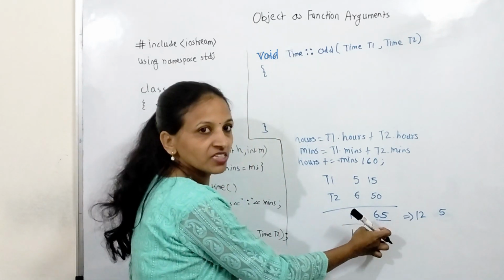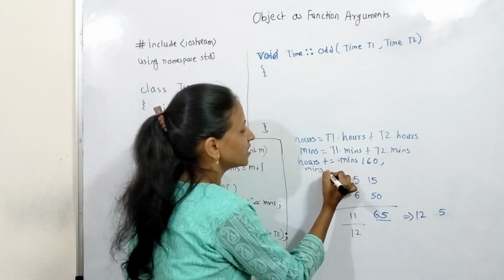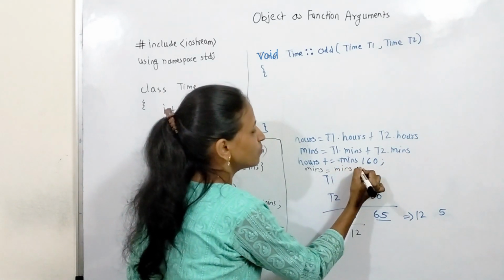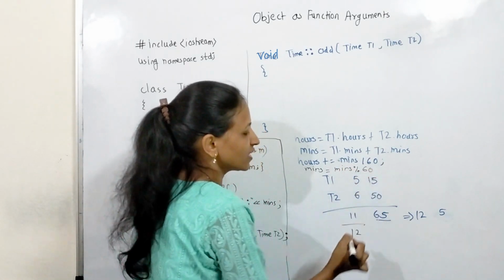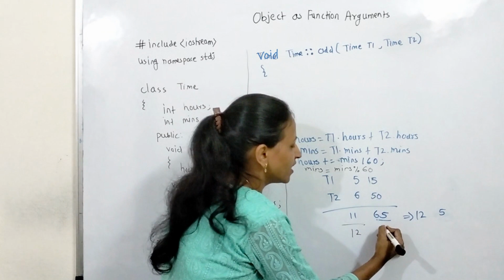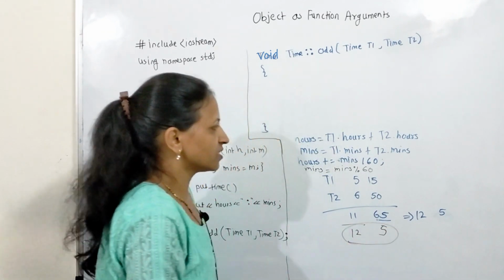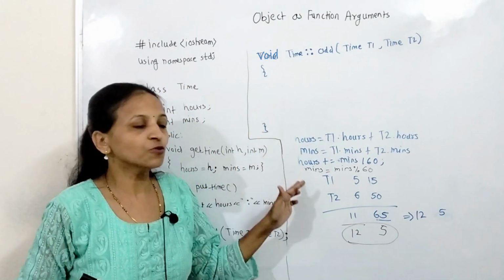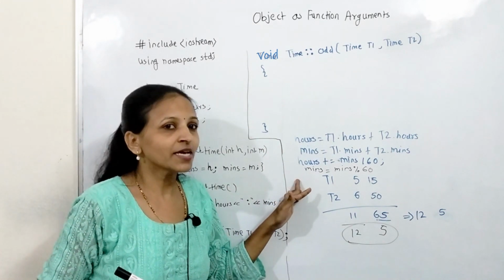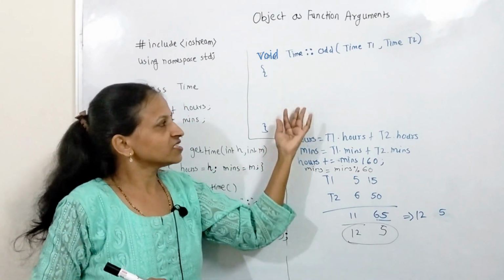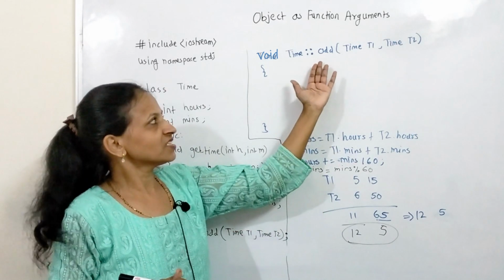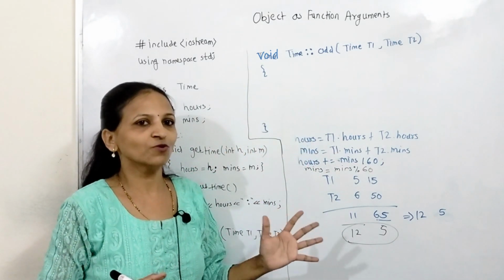Now we have to modify this minutes itself, like minutes equal to minutes modulus 60. If we are doing like this, then in minutes we will get 5, and this is the correct answer. Means to do addition we have to do all these steps. Now we just have to write these steps here inside this member function. How to write? Let us see.